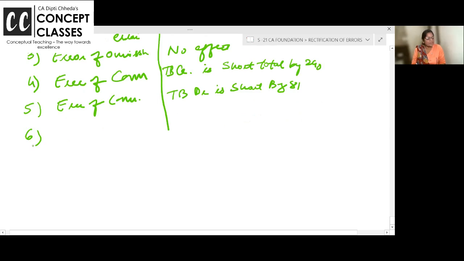Next, the sixth one. Rent of the proprietor has been paid, and you have put it in rent. Actually, it is drawings. So is it going to affect the trial balance? No effect. Rent is debited instead of drawings. So it's a compensating error.